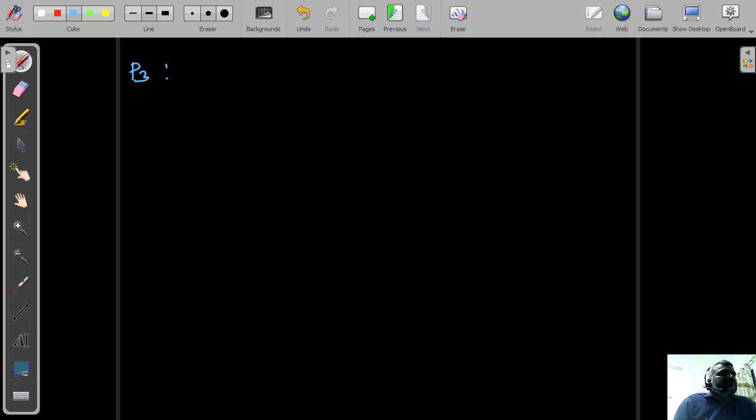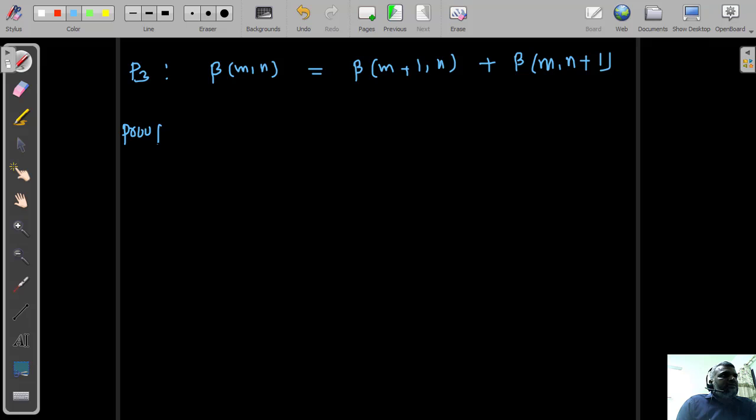Property 3 is defined like this: beta of m comma n is defined as beta of m plus 1 comma n plus beta of m comma n plus 1. This is called the beta third property. Proof. Here I will prove from RHS to LHS. I will not start directly from the definition. So first I will consider the right hand side.